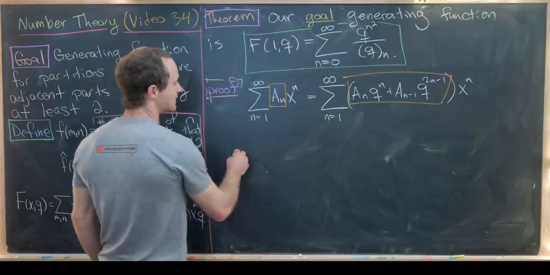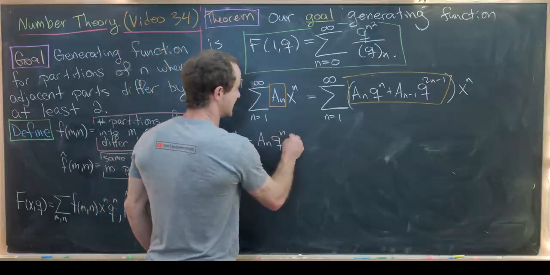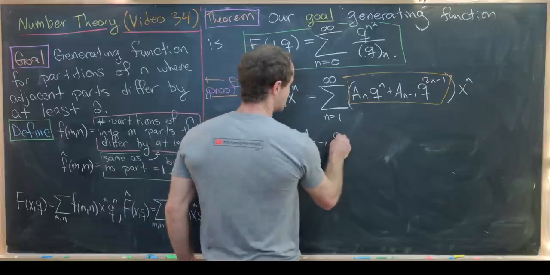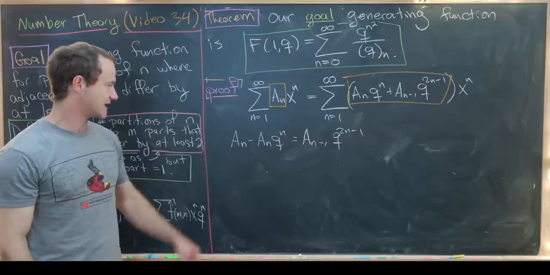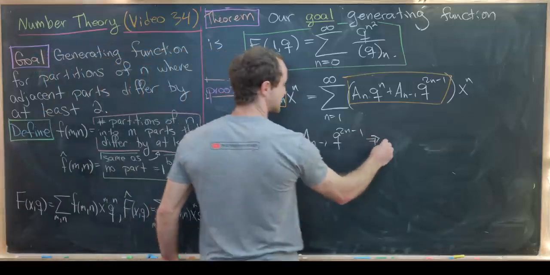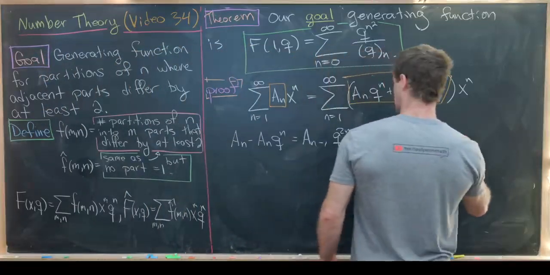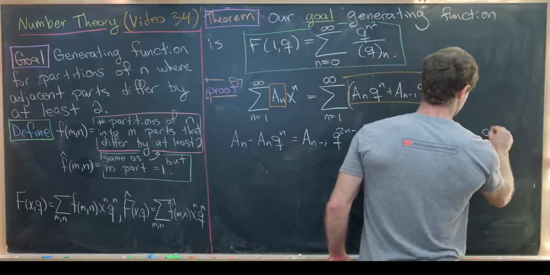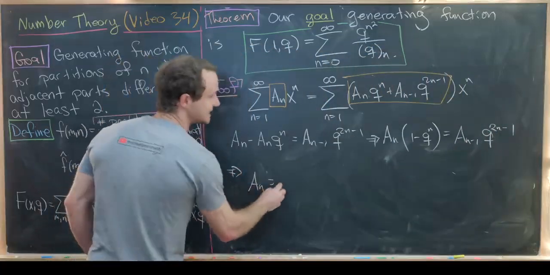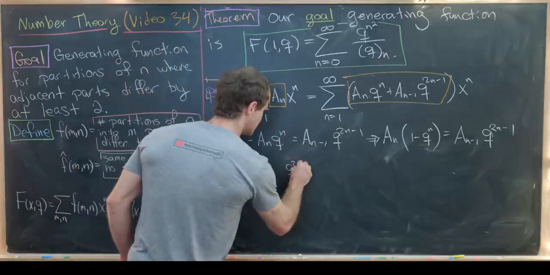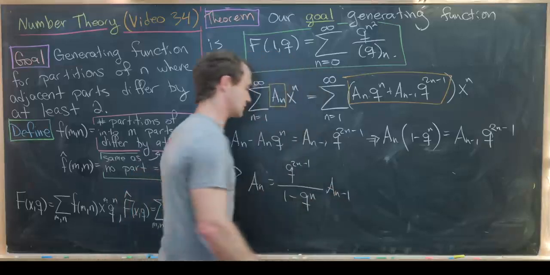So let's see what we've got. We've got a_n minus a_n q^n is equal to a_(n-1) q^(2n-1) after moving this thing over here. Next, we can factor an a_n out of the left-hand side. That'll leave us with a_n (1 minus q^n) is equal to a_(n-1) q^(2n-1). That tells us that a_n is equal to q^(2n-1) over 1 minus q^n times a_(n-1).